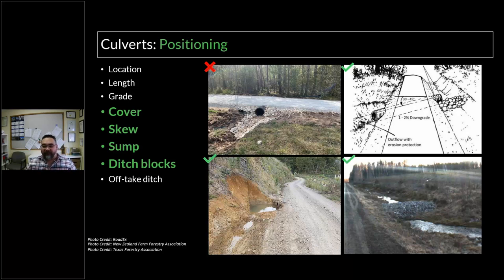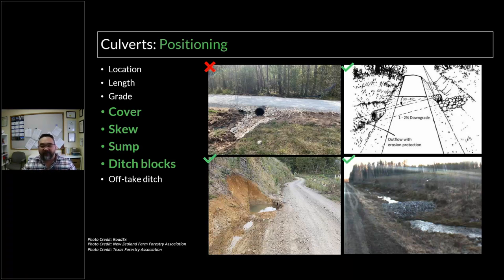Now on the bottom left, you have a culvert with a sump. That sump is generally used in conjunction with a ditch block. That ditch block is stopping water from bypassing that culvert and directing it there. But the sump is often a sediment trap, and so what these generally do is allow some of that suspended material, like the fines, to settle out before it moves through the pipe.